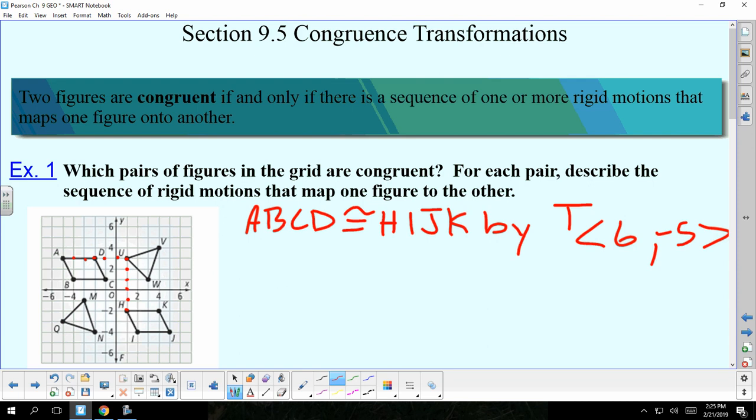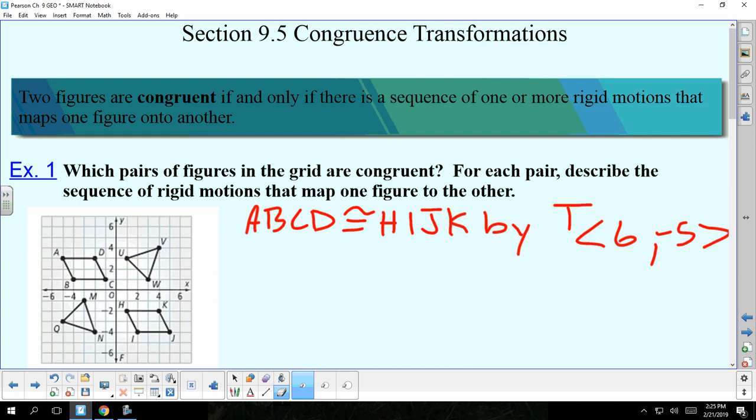My congruence transformation is done. I've shown those two figures, those two parallelograms as they turn out, to be congruent by simply translating one on top of the other. So this next one's a little bit tricky. I want to show that UVW is congruent to this triangle down here.